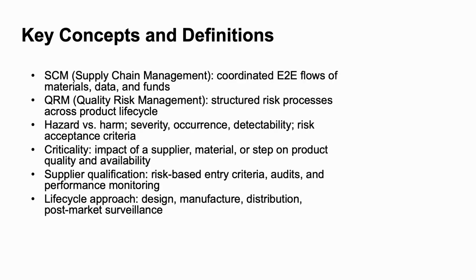Quality risk management, QRM, is the formal, systematic application of policies, procedures, and practices to the tasks of risk assessment, risk control, risk communication, and risk review. ICH Q9(R1) states that risk is the combination of the probability of occurrence of harm and the severity of that harm. We differentiate hazard, the potential source of harm, from harm, the actual damage that might occur to a patient or user. To evaluate risk, organizations often consider severity, occurrence, or probability, and detectability.